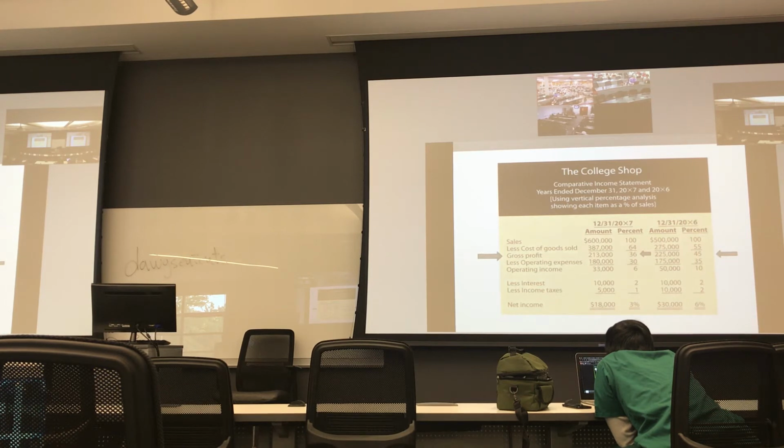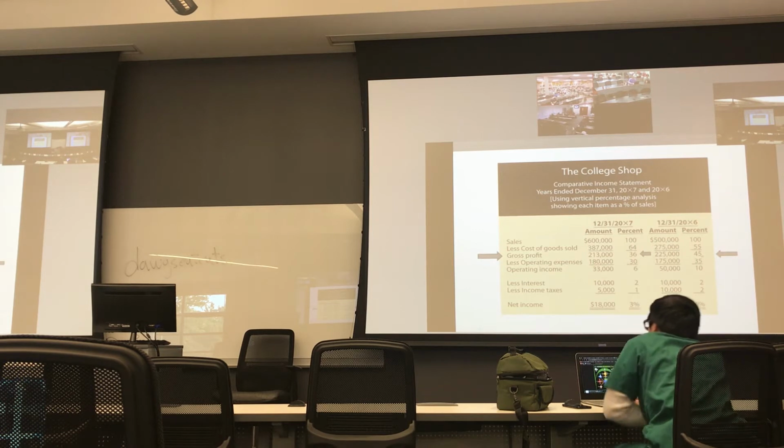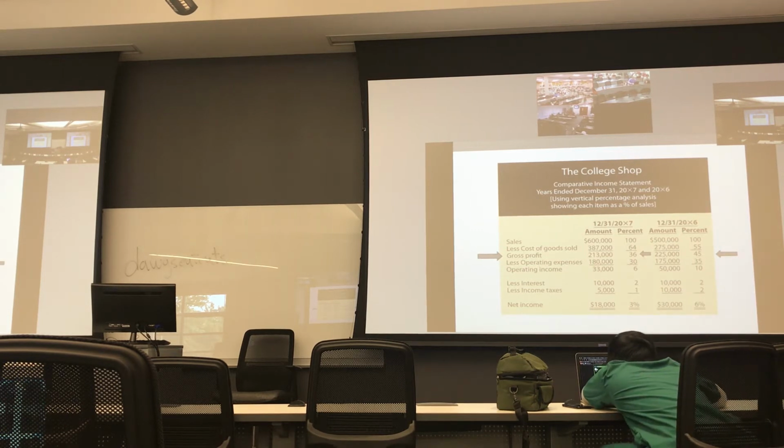And then here's where you do it horizontally. And you can see 2000 X6 was 45%, and then it went to 36%. But look at this, it's about the same number, isn't it? So quantitatively, you say, well, there was 225,000, so 213 is good. But then you look at sales and you say, well, they sold $100,000 more, so that's good. But then what happened? The cost of goods sold went from 55 cents to 64%.